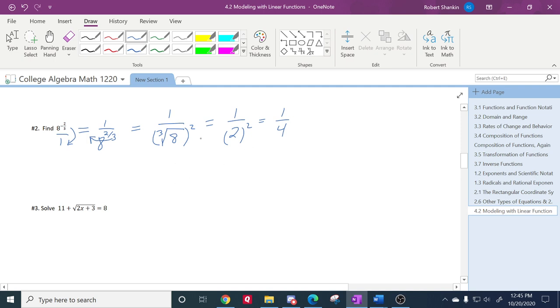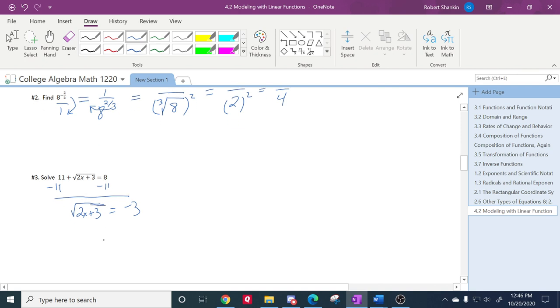Okay, and then on number 3, the steps to solve an equation containing square roots are: isolate the square root. Once you isolate the square root, we then square both sides. But it's at this point right here that I can stop and say, no solution.